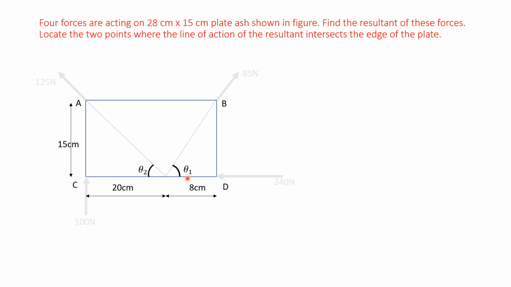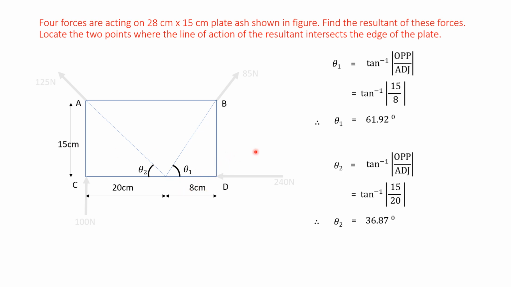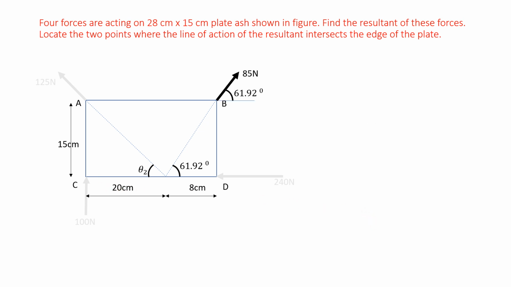Theta 1 is given by tan inverse of opposite, this side, that is 15, by adjacent, that is 8. So tan inverse of 15 by 8, and this theta 2 is given by opposite by adjacent, 15 by 20, that is equal to 36.87 degrees. Now first let us write the angles. Theta 1 we got 61.92 degrees, and this will be equal to the same angle 61.92.